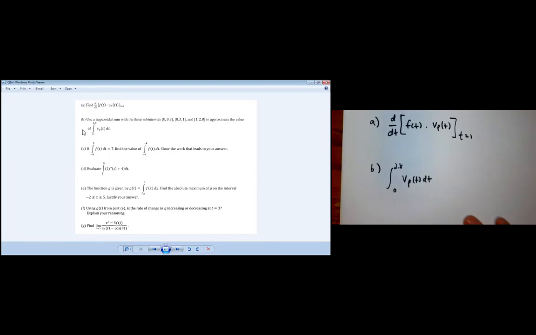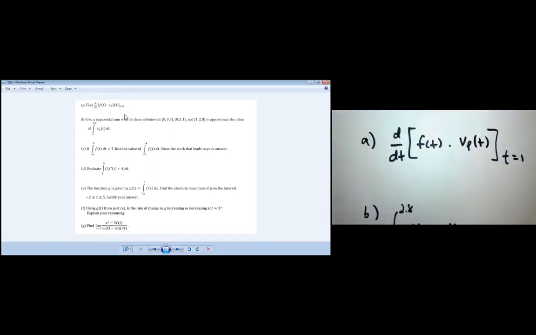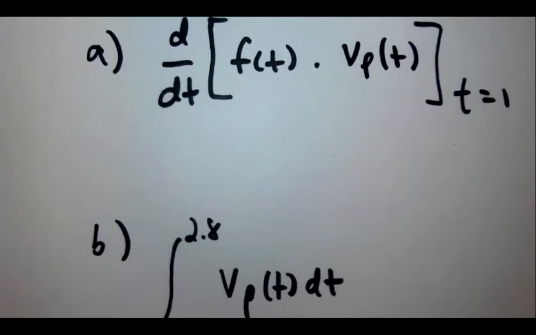So in part A, d/dt means to take the derivative of whatever you see. And then this notation down here means also plug in 1. That means find the derivative and plug in 1. The second one says you're using a trapezoidal sum with 3 subintervals to approximate the value of this. Okay. So I have them copied here for you, and we're going to go back now to the main page.